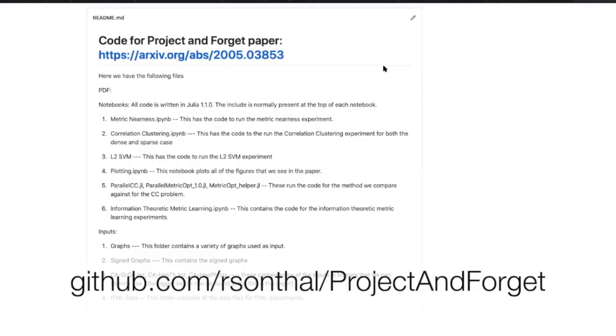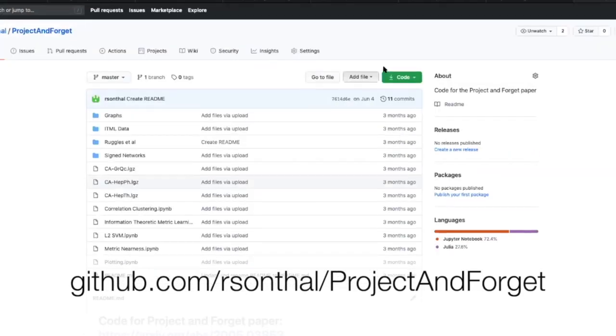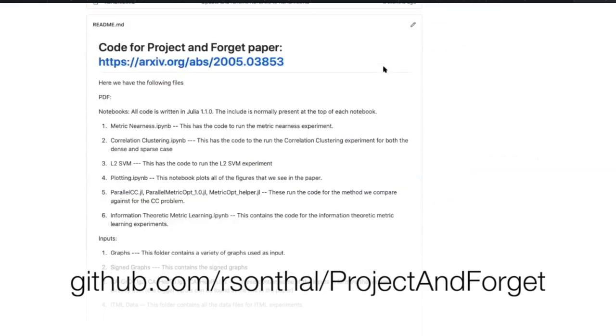Rishi, your code is available. Yeah, you go to GitHub. I think there's a repository called Project and Forget that has all of it. All right, Project and Forget. Oh, fantastic. Okay. And yeah, you can clone it.